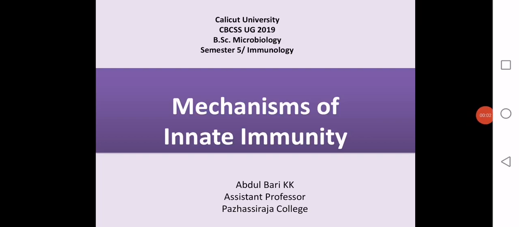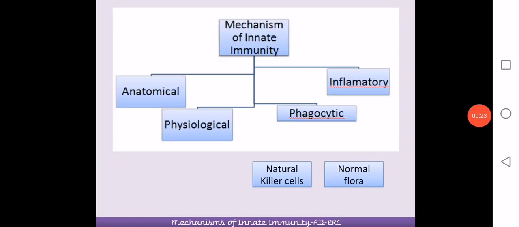Hello everyone. In this part of the presentation, we will discuss the mechanisms of innate immunity. There are different mechanisms that we have already seen in the previous videos, and how these different mechanisms are executed when you have an infection is what we are going to discuss in this presentation. So these are the different levels, or different strategies, of innate immune resistance.